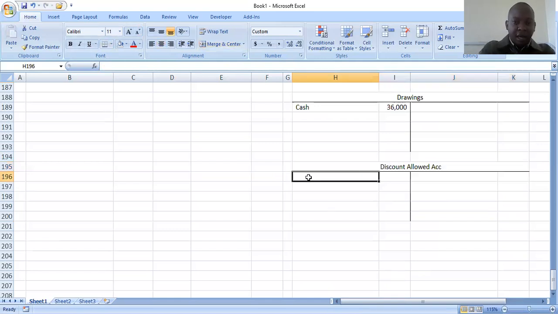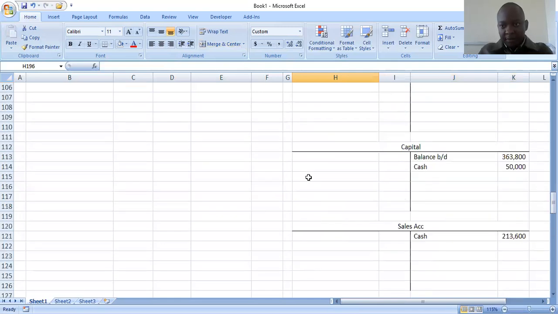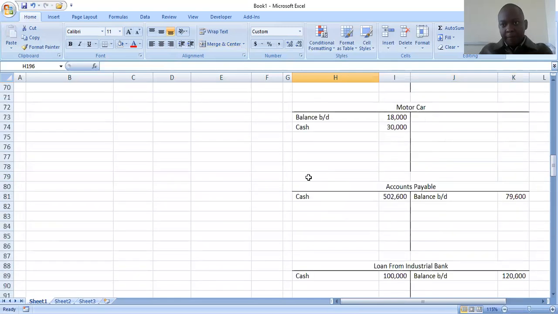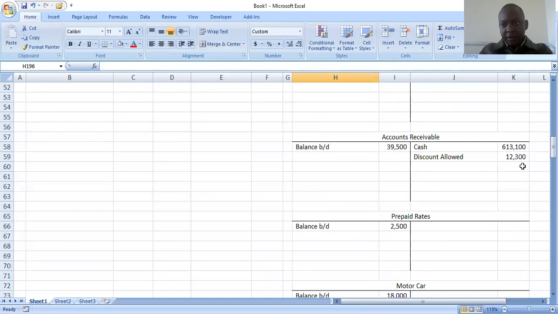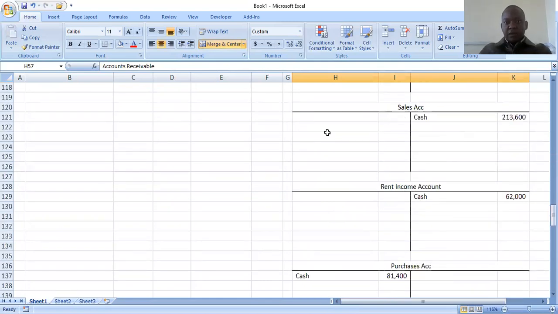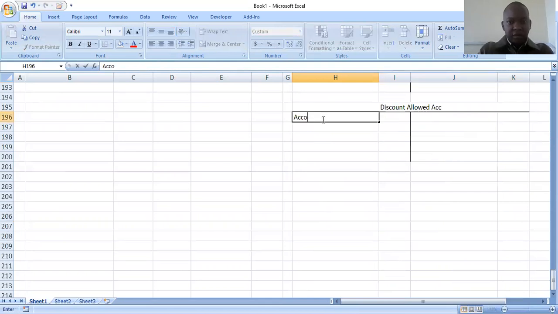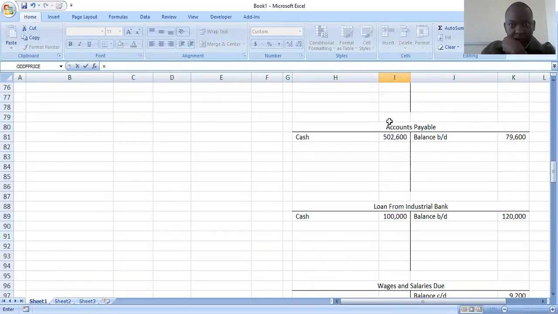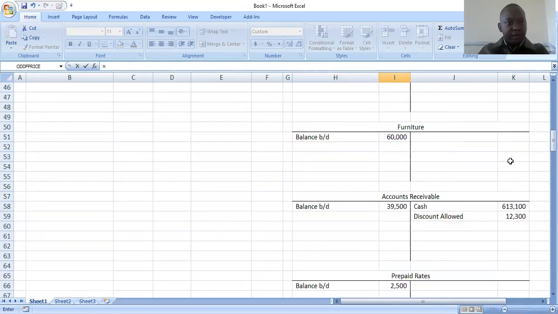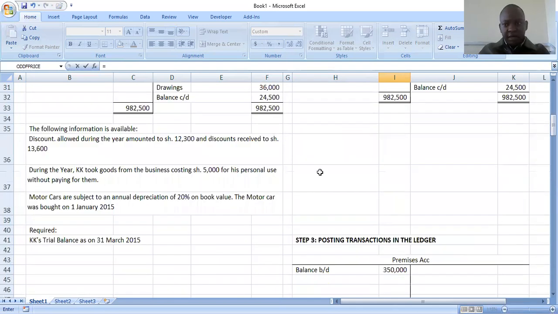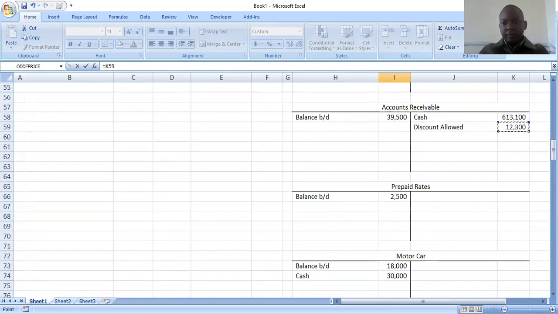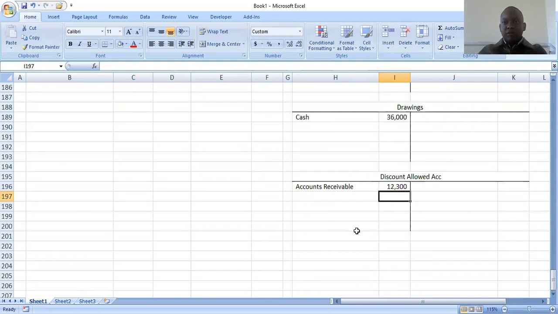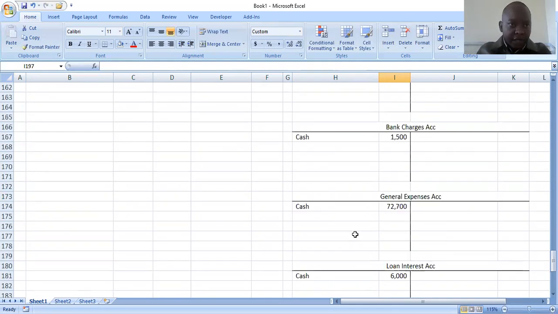We debit the discount allowed account by accounts receivable. The amount is 12,300. So debit the discount allowed by 12,300. So that is for discount allowed.